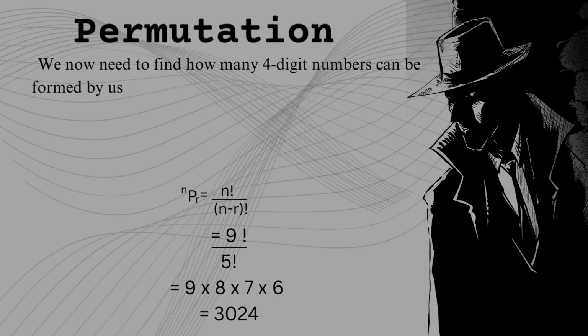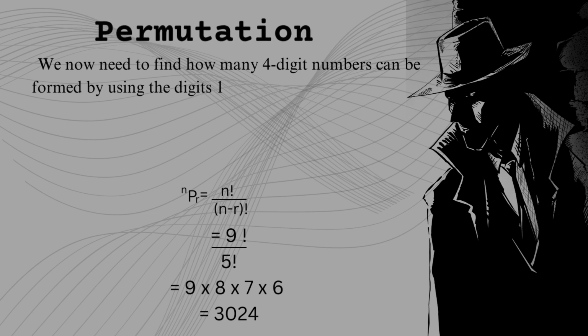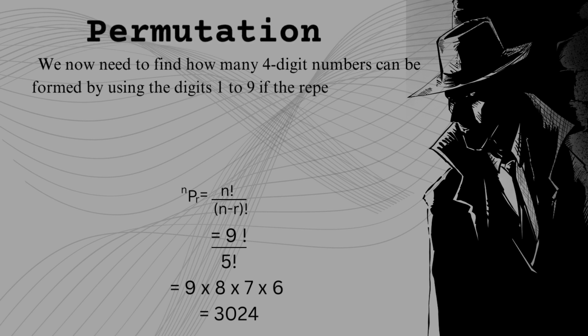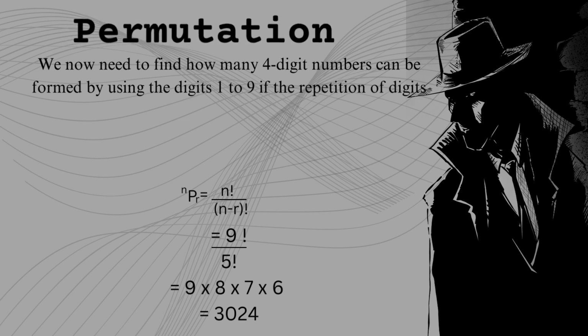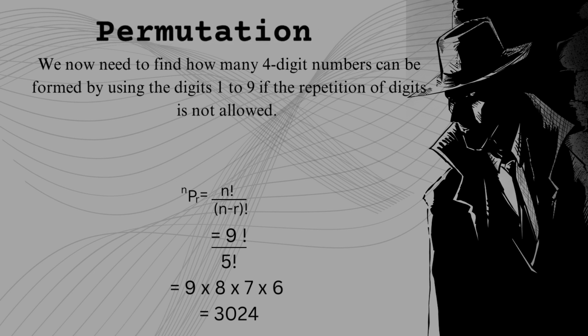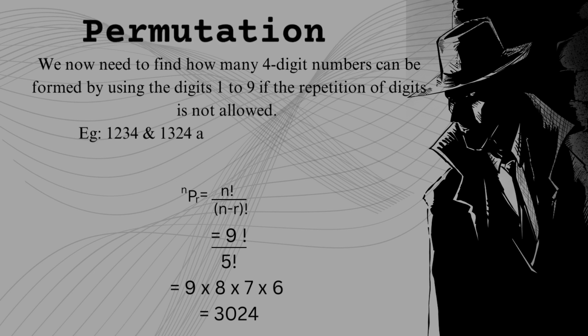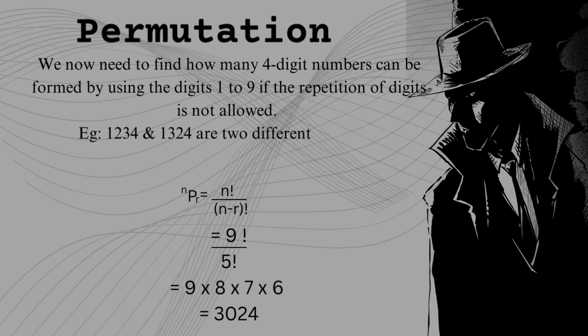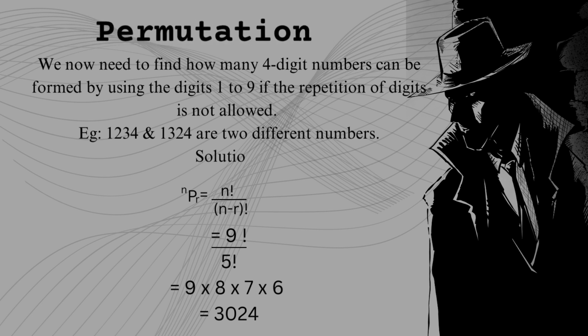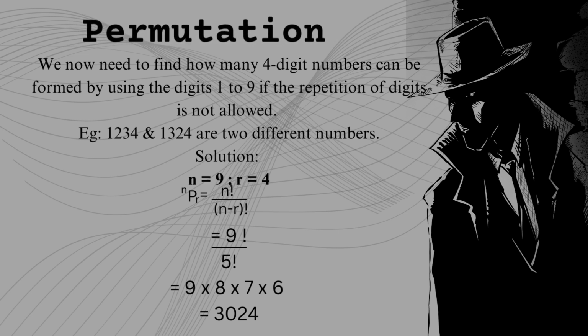We now need to find how many 4-digit numbers can be formed by using the digits 1 to 9 if repetition of a digit is not allowed. Here, order matters. For example, 1, 2, 3, 4 and 1, 3, 2, 4 are 2 different car plate numbers. Therefore, there are as many 4-digit numbers as there are permutations of 9 different digits taken 4 at a time. Come, let's find the location of the car.